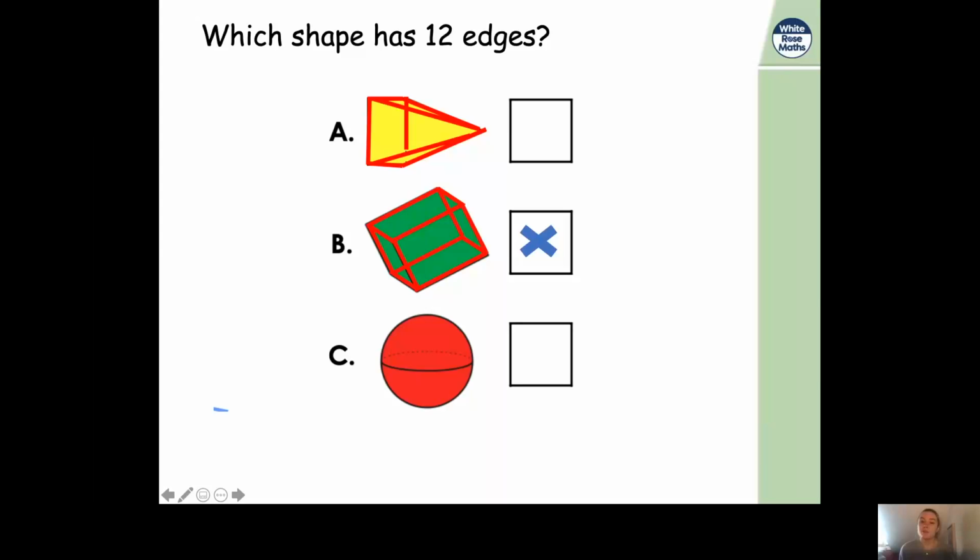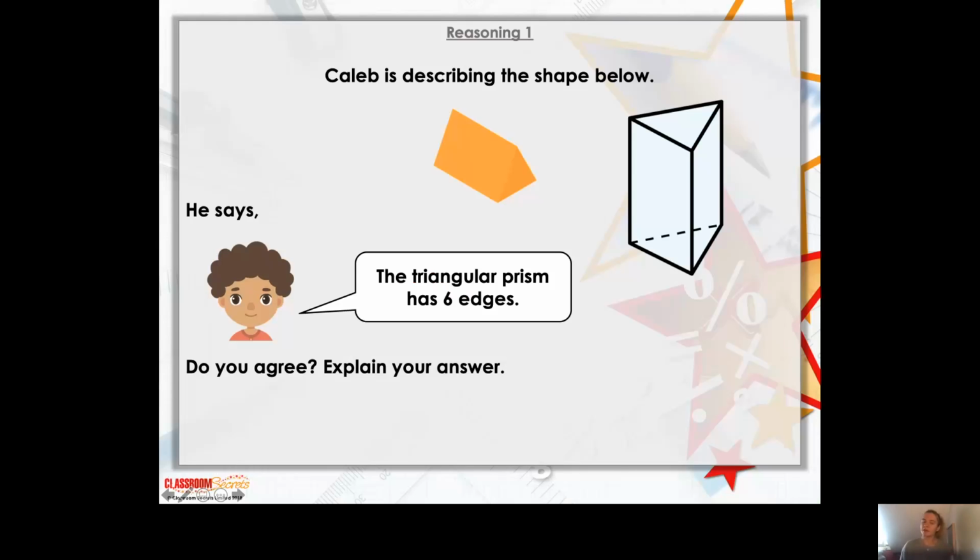Okay, so let's move on to our problem solving now. So here is our first problem solving question. And in this question, Caleb is describing the shape below. So we can see that there is a triangular prism below. Now, what does he have to say? Well, he is saying that the triangular prism has 6 edges.